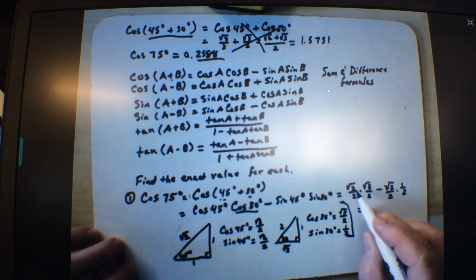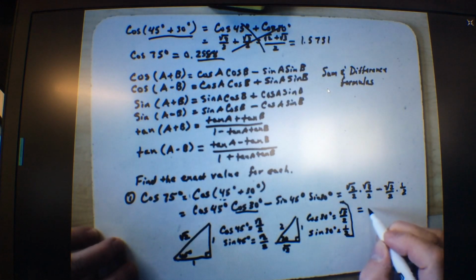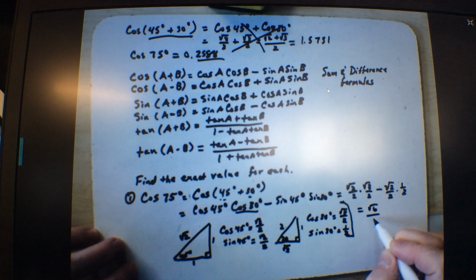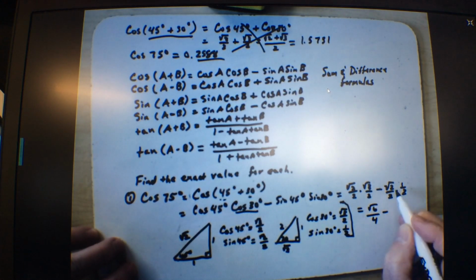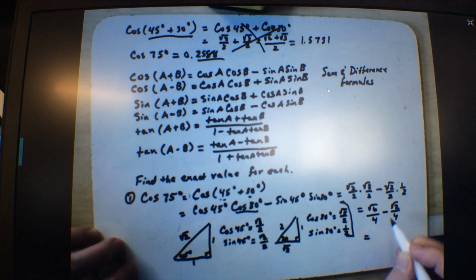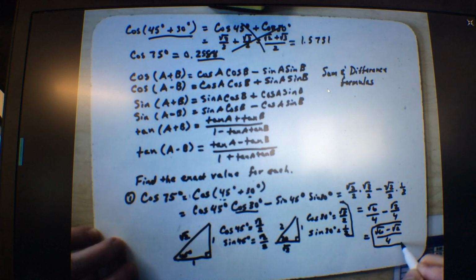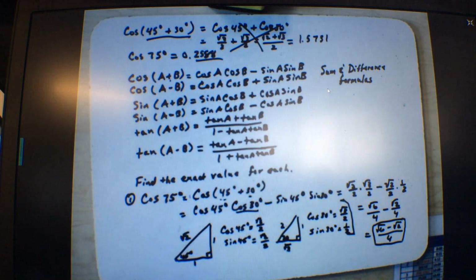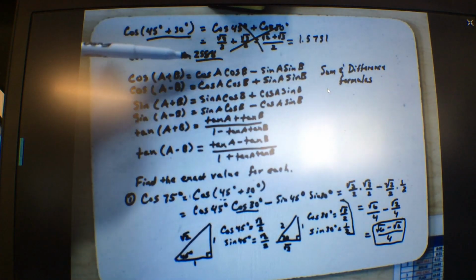Okay, so I have the square root of 2 times the square root of 3 is the square root of 6 over, what, 4? Over 4. Minus the square root of 2 over 4. And since they have the same denominator, we can put them together. Square root of 6 minus the square root of 2 all over 4. That's an exact answer. Now, would you please put that in your calculator so we can check to see whether it is close to that decimal?